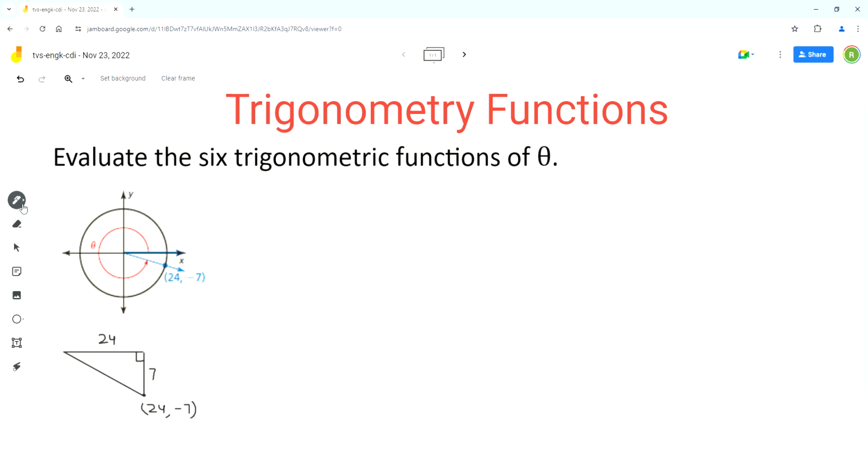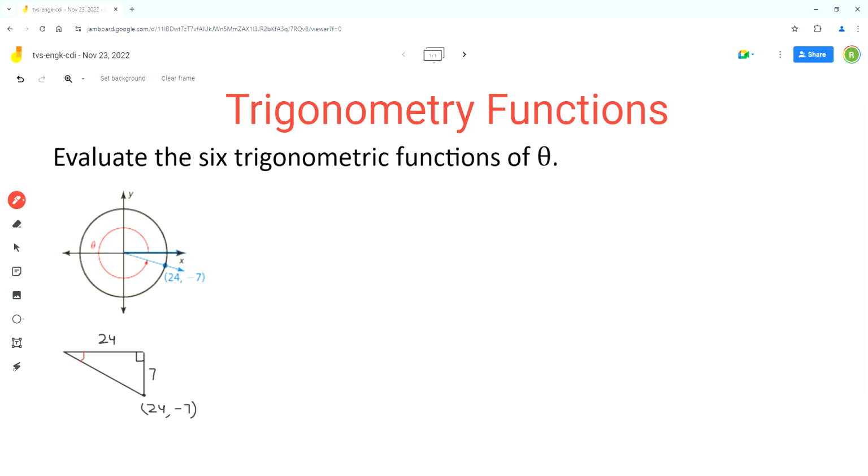We will use this red angle in this triangle to evaluate these 6 trigonometric functions of theta because this red angle is the reference angle or the related acute angle for the given angle theta. This is a very important concept we need to understand and memorize to solve this type of problem.